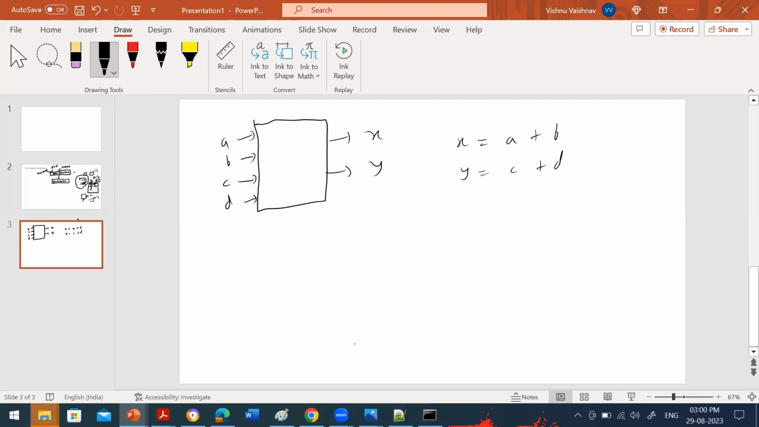Team, what do you think? Anybody in the chat box, you can type. You can talk also. I think that would help. By looking into the specification, what do you think? How many adders do you need here?